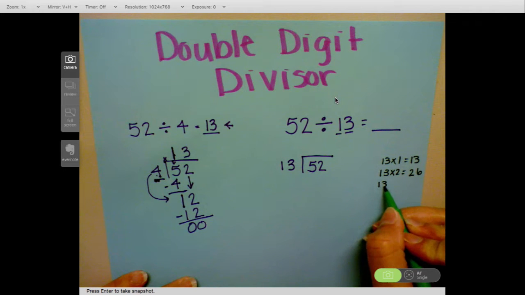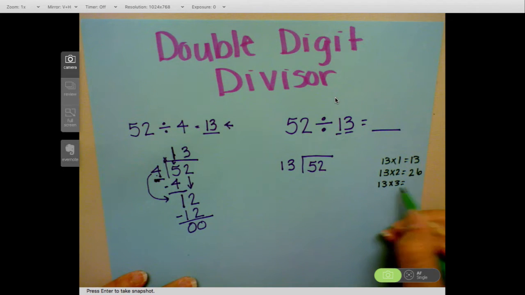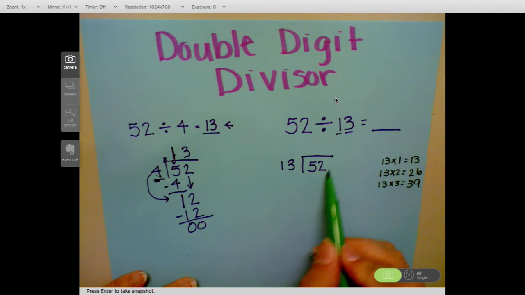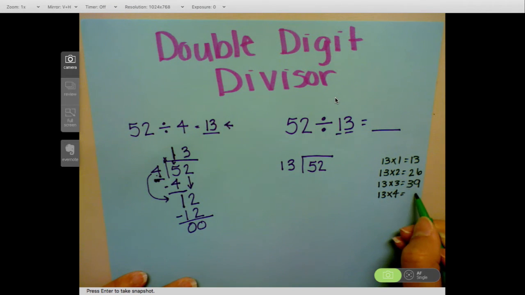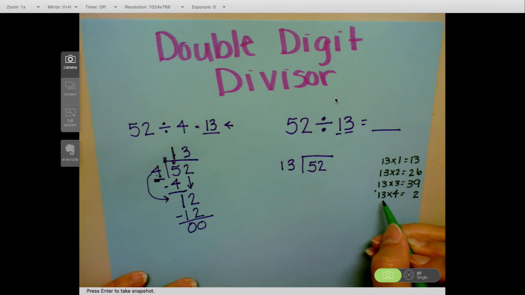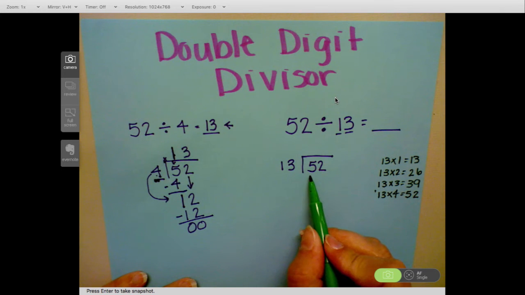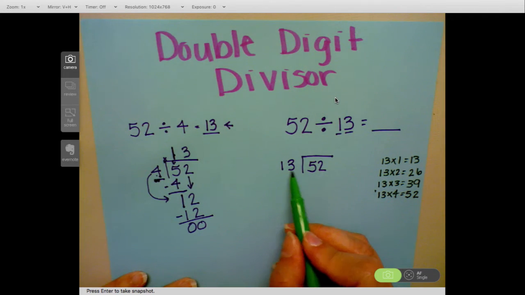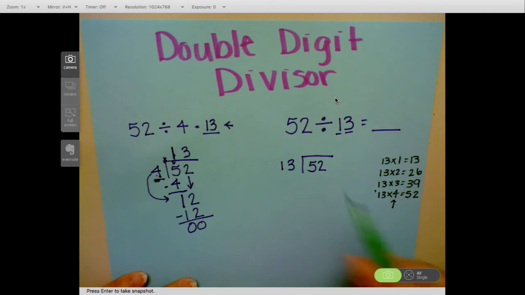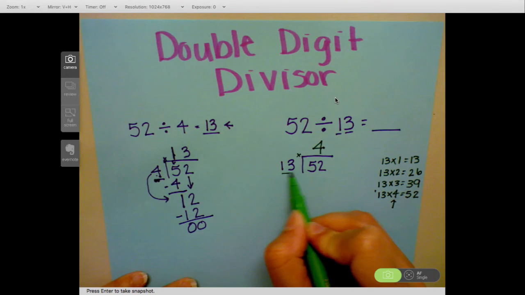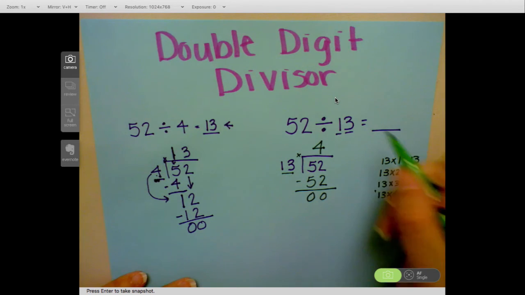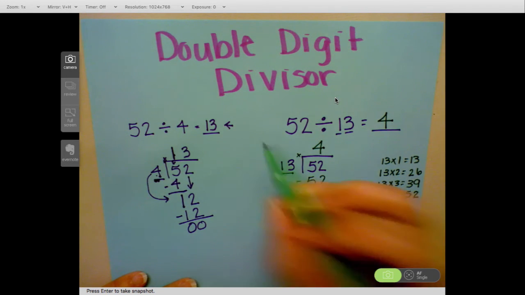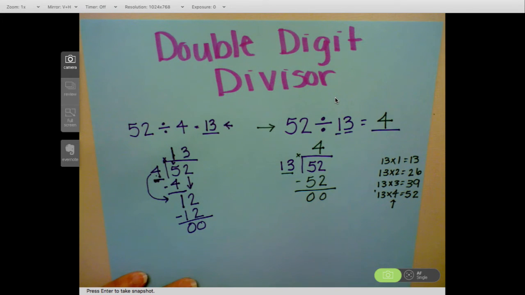Let's try. 13 times 3 equals, 3 times 3 is 9, 3 times 1 is 3, 39. Think I can add another set of 13 without going over 52? Let's see. 13 times 4 equals, 4 times 3 is 12. Carry my 1. 4 times 1 is 4 plus 1, 52. Looky there. I didn't go over 52. So how many sets of 13 can I make out of 52? I can make 4 sets. So 4 times 13 is 52. I'm going to subtract that. What's left? 0 and 0. So 13 will go into 52 4 times. Did those check out? Try another example.